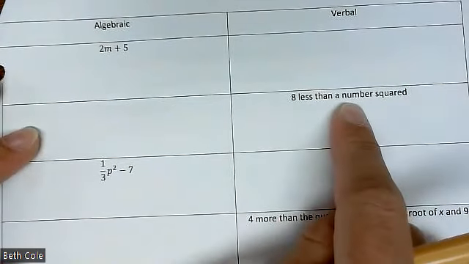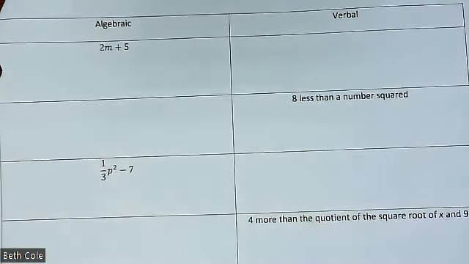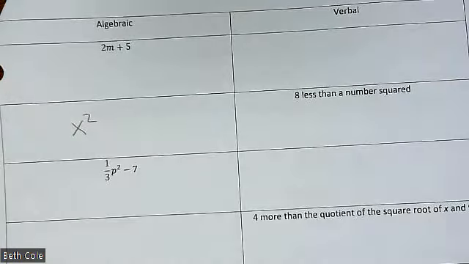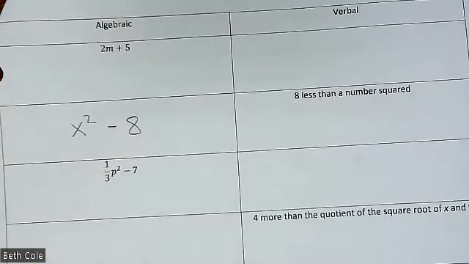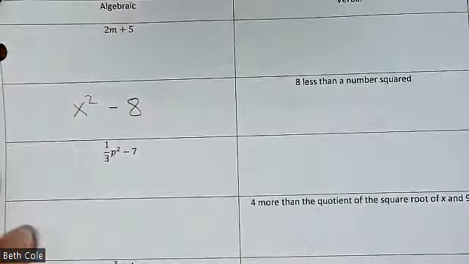8 less than a number squared. So it's going to reverse it. You're going to have your number squared, should be x squared. And then you want 8 less than that. So you would have to put minus 8. So 8 less than a number squared. All right, so again, I'm going to do this first column.